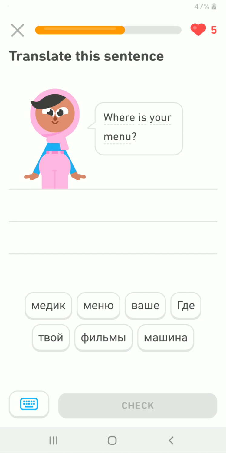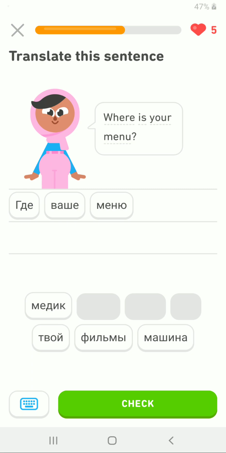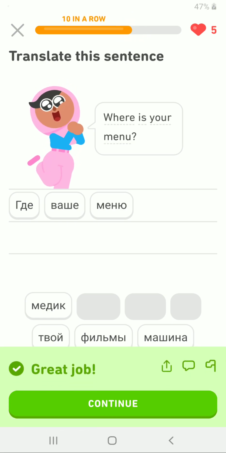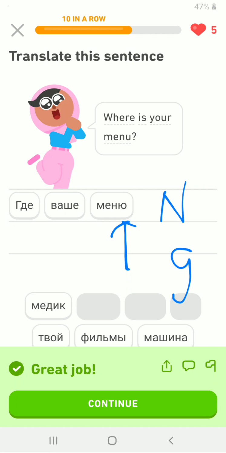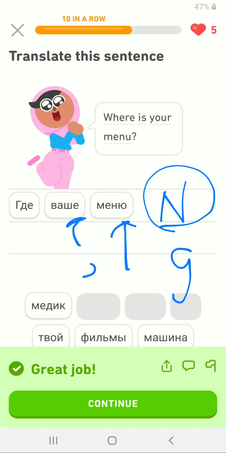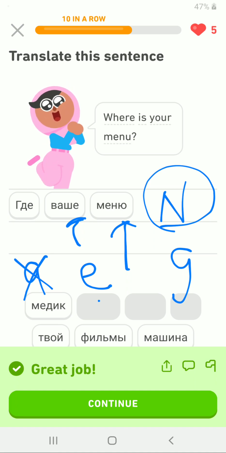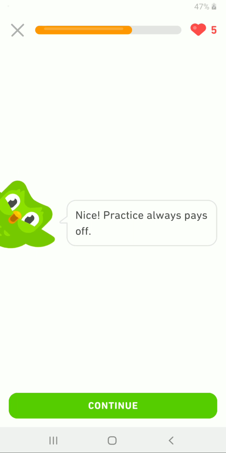Where is your menu? Где ваше меню? It's one menu, yeah? Ваше меню. Well, now we have something interesting to discuss. Menu is neuter by gender. And we see that there is a ye. There is no ваш, ваша. There is no a. There is a ye. That's probably why. When you talk about a neuter noun, you have to use another.